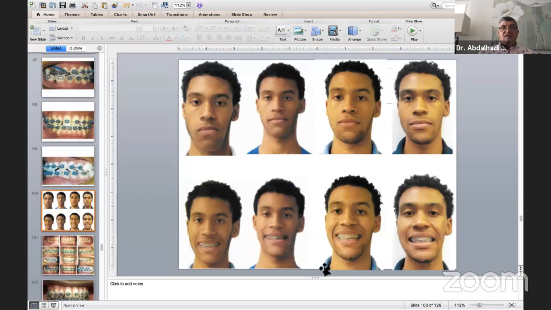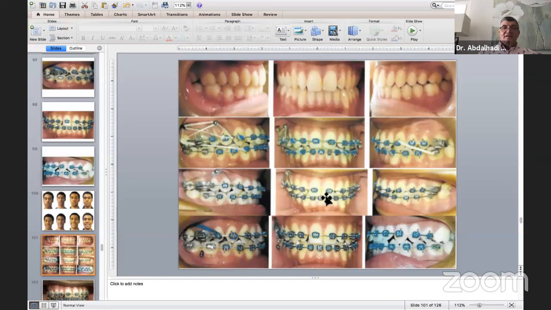And here is his face. If you look at his face here before I start and you look here, you see the progress. It's not photo montage. It's not Photoshop. This is the reality. And this is his teeth before and during the treatment. We can see the lower midline going from shifted to the left, and it is corrected.